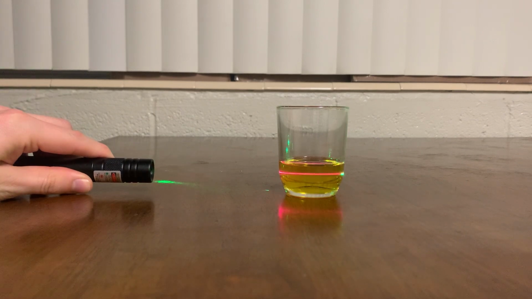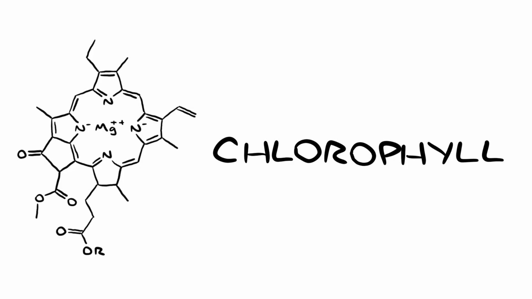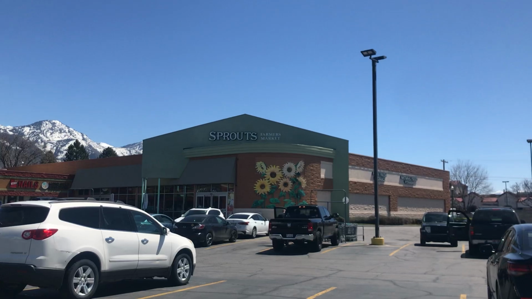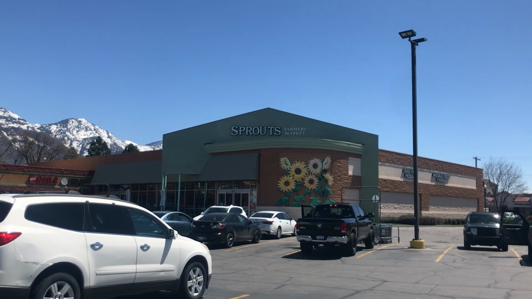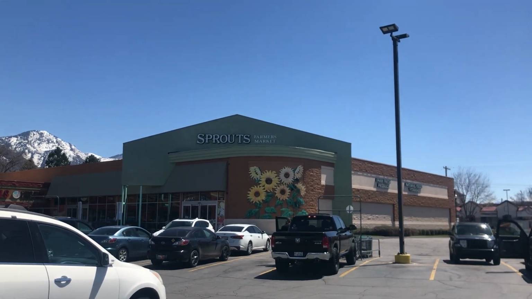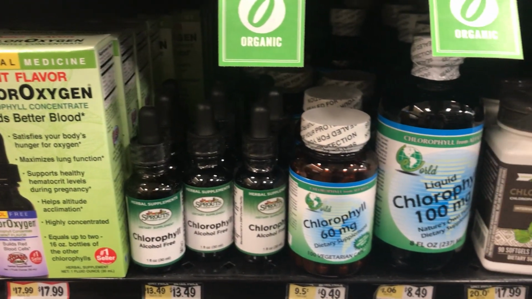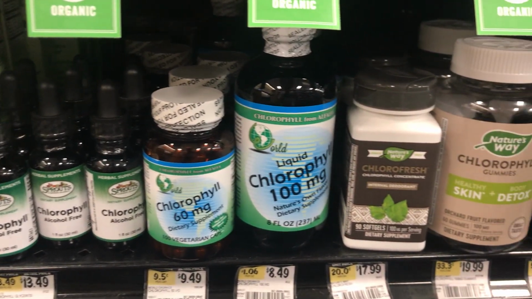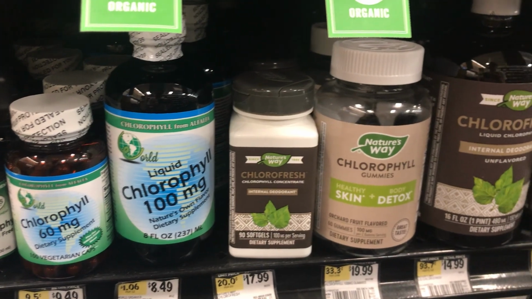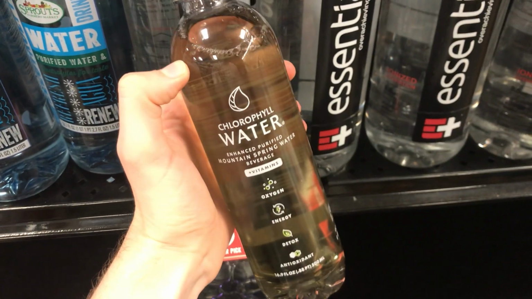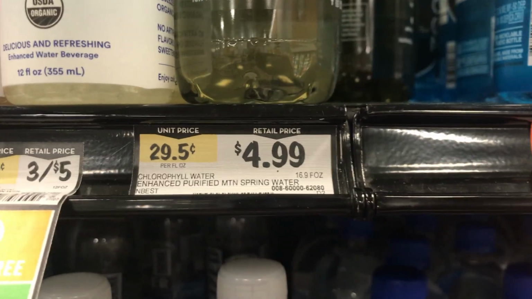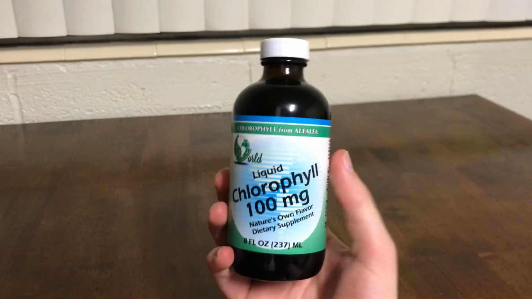The chemical that gives us this interesting color change is chlorophyll, the green pigment in plants. I went to my local overpriced organic grocery store to buy chlorophyll, which is apparently sold as a health supplement. Unless you're some kind of plant vampire that needs chlorophyll instead of blood, I cannot explain why any human would consume this. I found this chlorophyll water for $5 for a single bottle, but I didn't think it would be concentrated enough, so instead I got this stuff.